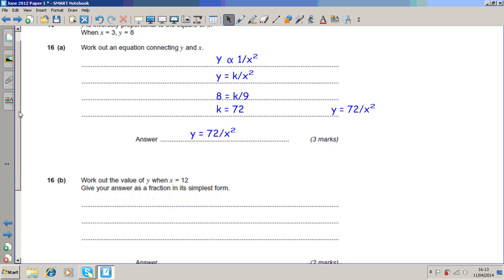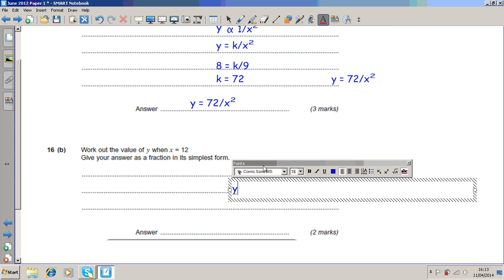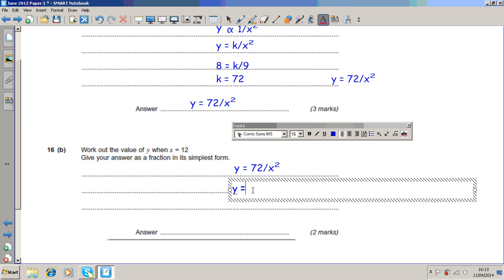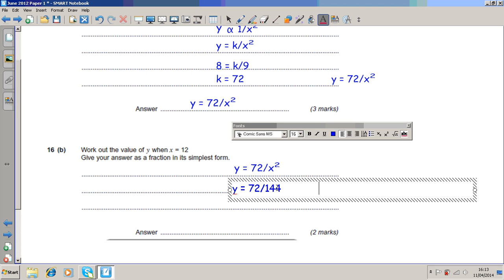Coolio. So now, using that equation that we've got, work out the value of y when x is equal to 12. Give your answer in its simplest form. So we don't know y. Y is what we're going to work out. 72 divided by 12 squared, well 12 squared is 144. So our job now is to simplify that.